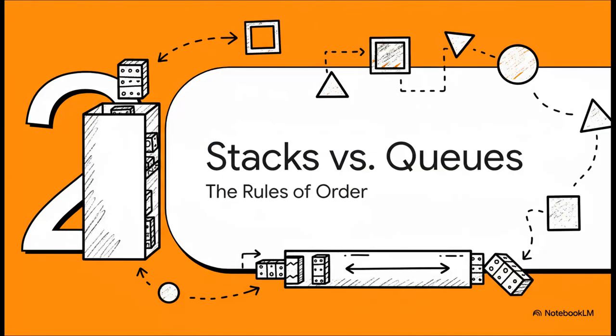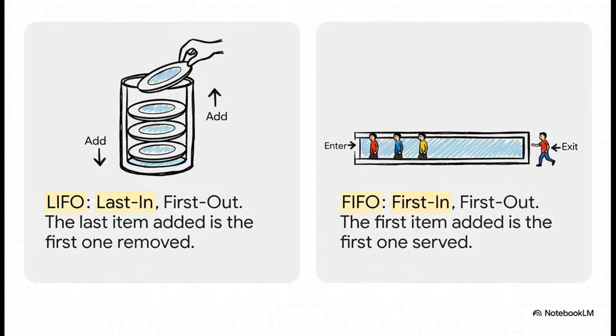So we just looked at structures based on how data is stored. Now let's switch gears and look at two that are all about the rules for how you access that data. Get ready for stacks and queues. Honestly, this slide says it all. A stack is LIFO, last in, first out. The analogy is perfect. Think about a stack of dinner plates. The last one you put on top is always the first one you grab.